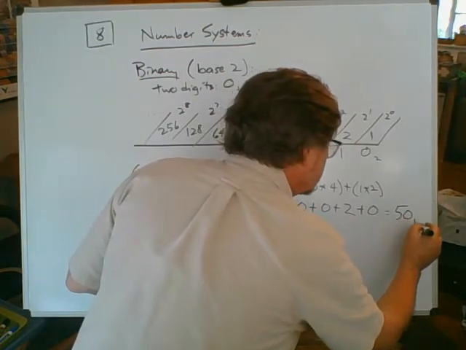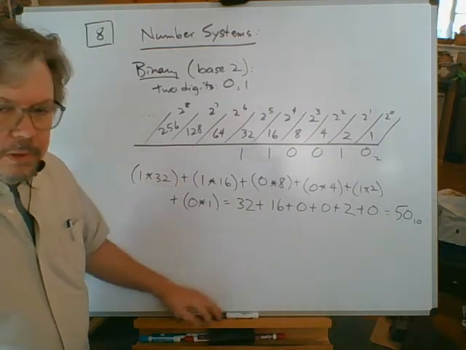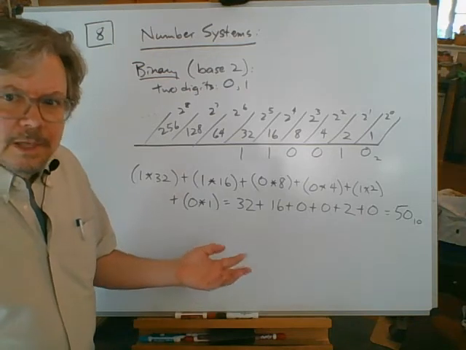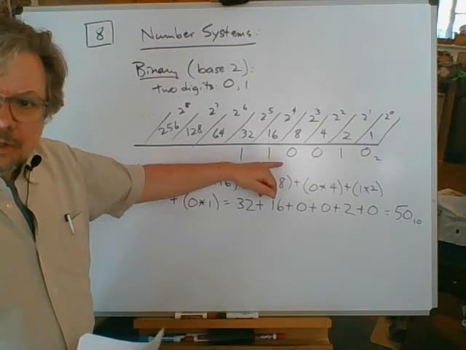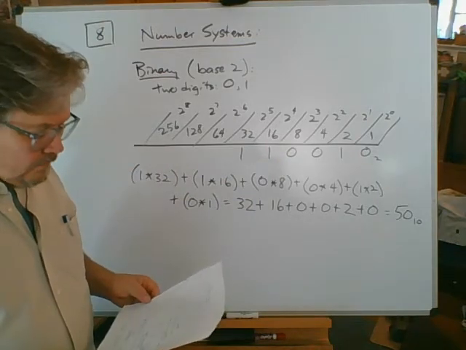50. And now I'll explicitly put the little subscript of 10 because we've left binary behind after we do all this math. What we did was figure out what the number really is in base 10. That's what 50 looks like in the mind of the computer. It's a bunch of zeros and ones like that.